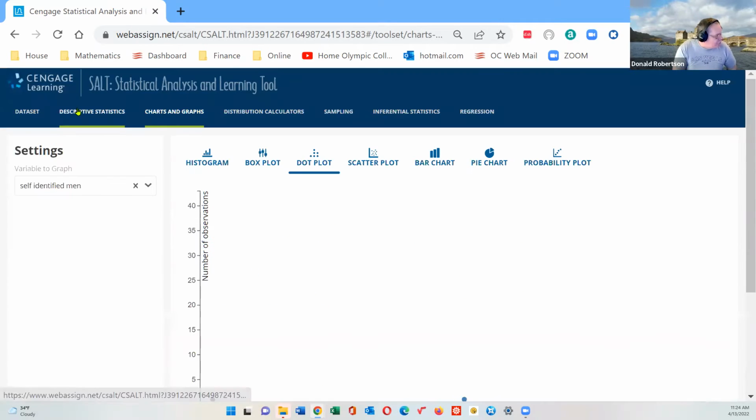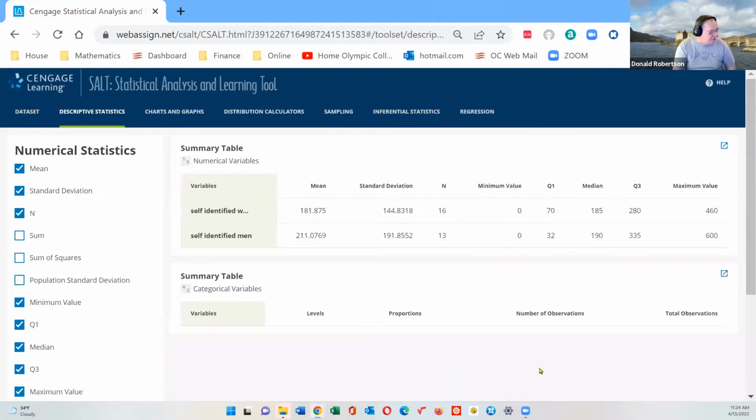Now, let's go to descriptive statistics, because I think the numbers help better than the pictures do. Let's do compare and contrast. The top row is women, and the bottom row is men. The average was about 3 hours for the women and a little bit more for the men. The median was 185 for the women and about 190 for the men.